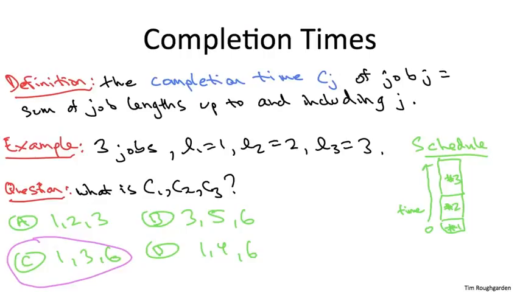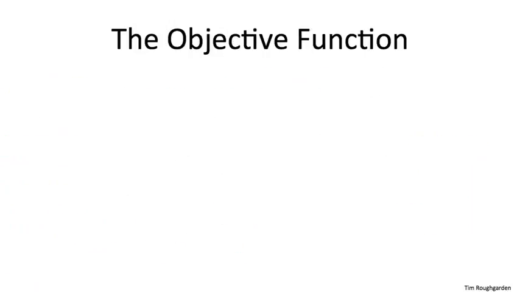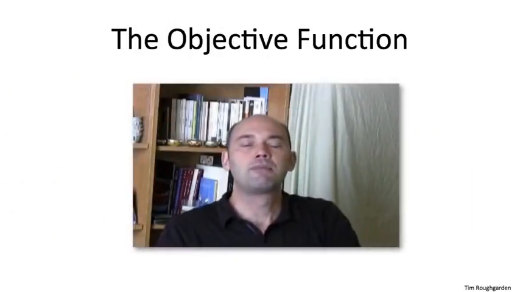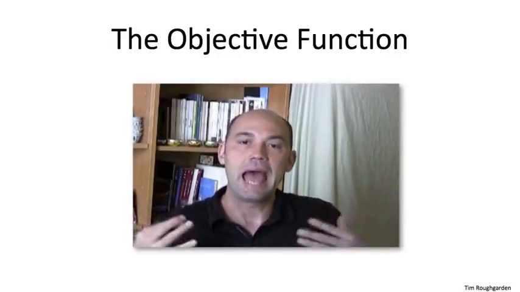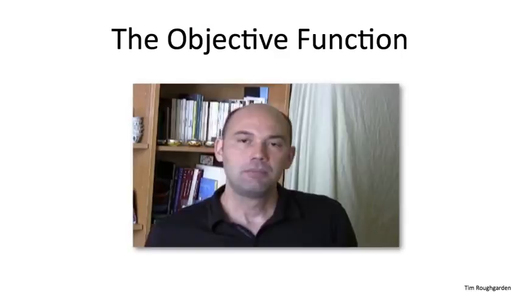so that gives it a completion time of 3. For the third job, it has to wait for the first 2 to complete, so that adds 3 to the clock, and then plus it takes 3 units of time for a total of 6. So that's the definition of job completion times. In some sense, we obviously want completion times to be as small as possible. But it's not so simple.